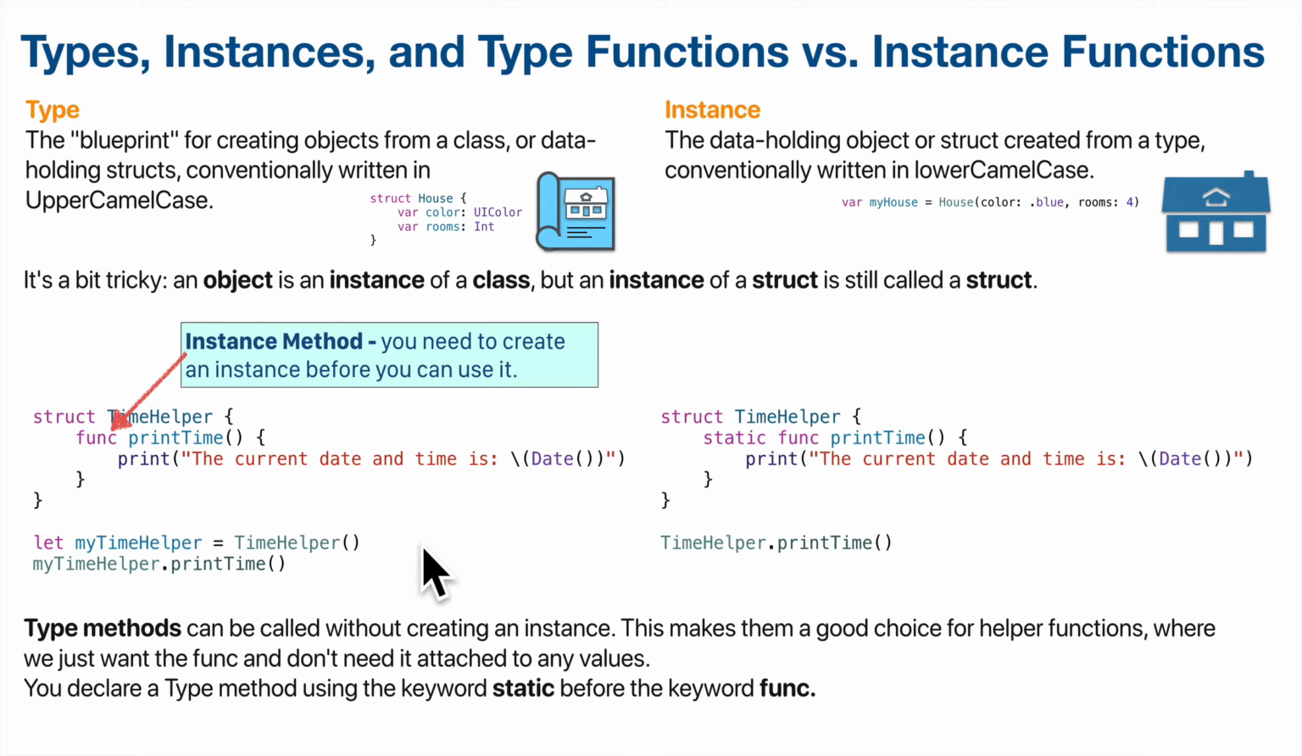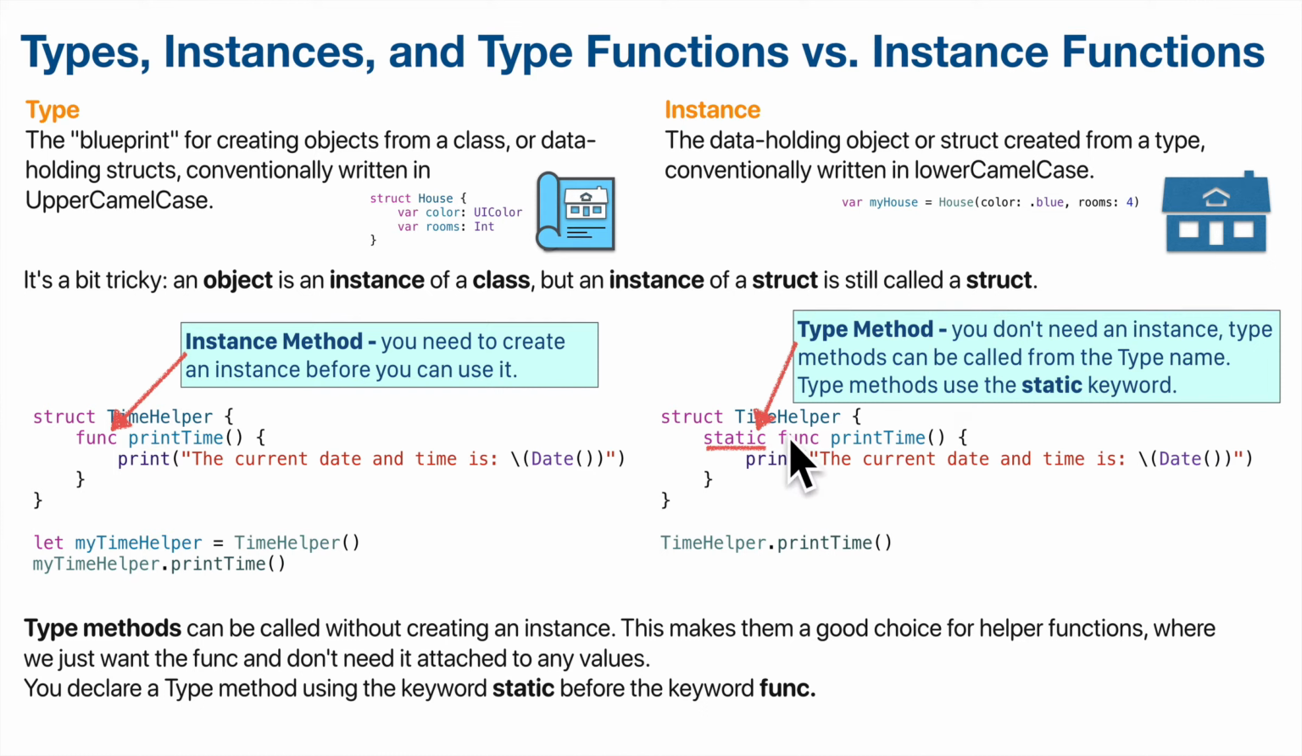It's called a type method, and it's created using the static keyword before the func keyword. Sometimes you'll hear folks just refer to this as static functions. Now, when you create a type method using static, you don't need to create an instance first. You can just give the type name in upper camel case, and then via dot notation, you can call the method or the function. So in this example, I've got the word static before the func, and then down here, I've said in upper camel case, time helper, which is the name of the type, but it's not a variable holding any kind of time helper instance. And I say dot print time, and the function will operate properly and it will print the current time.